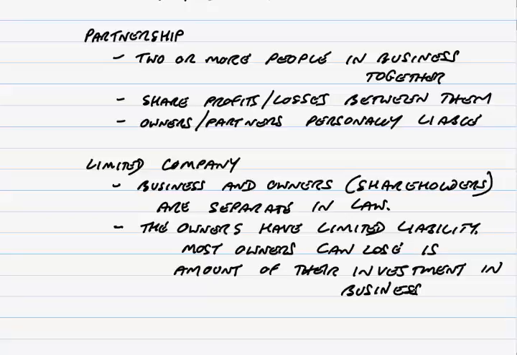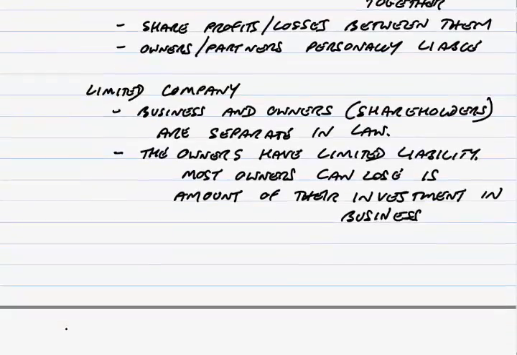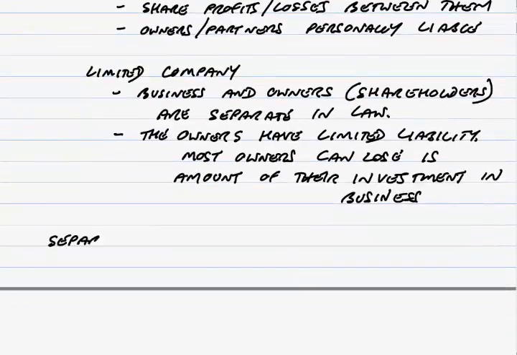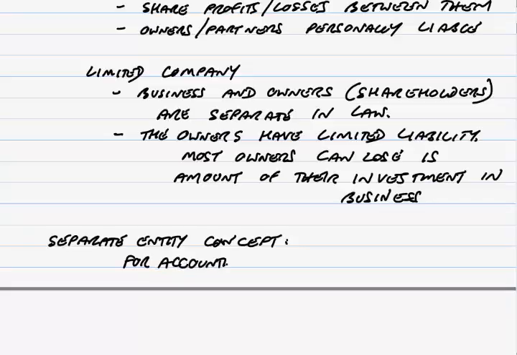However, as I mentioned earlier, whatever the type of business, whether it's a sole trader, partnership, limited company, from an accounting point of view, we always treat the business as separate from the owners, and we prepare financial statements for the business, and that's referred to as the separate entity concept. Separate entity concept for accounting: always we treat the business as being separate from the owners.